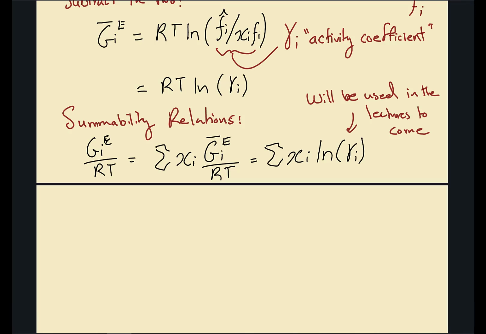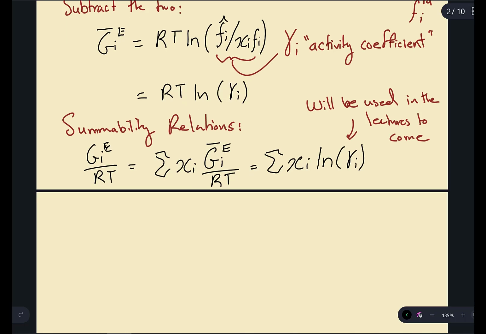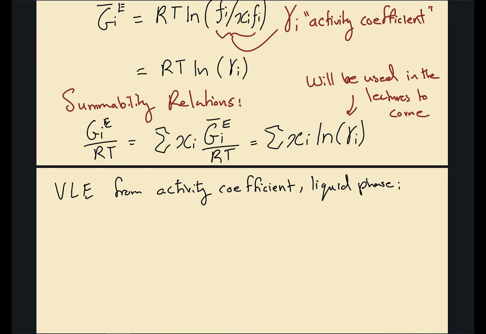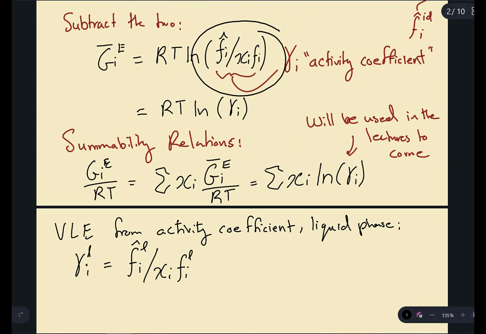So for the vapor-liquid equilibrium from the activity coefficient for the liquid phase, let's write this down. So we have vapor-liquid equilibrium from activity coefficient, liquid phase. So we have gamma i, liquid phase. Let me write that again. It is equal to the fugacity in the liquid, for the mixture, divided by x_i times the fugacity of the pure liquid. So this is all from what we see up here.